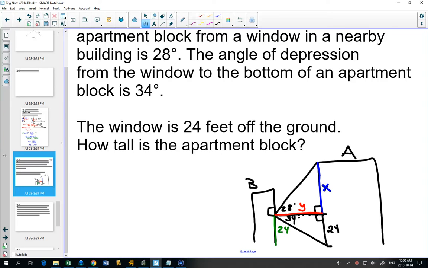How can we solve for the y? If I redraw that triangle here, I know this is 24. I know this is 34 degrees. I know this is always my hypotenuse. This y is the adjacent side to the 34 degrees.